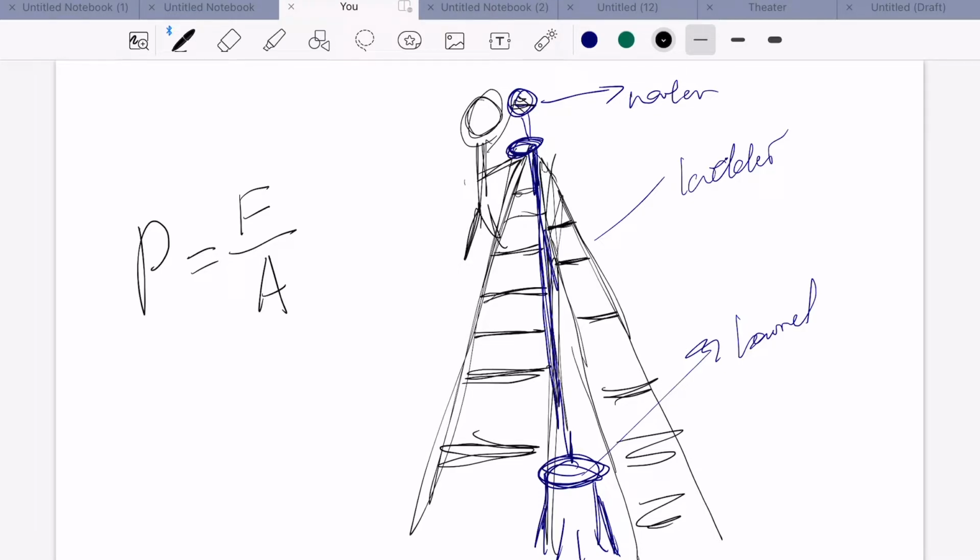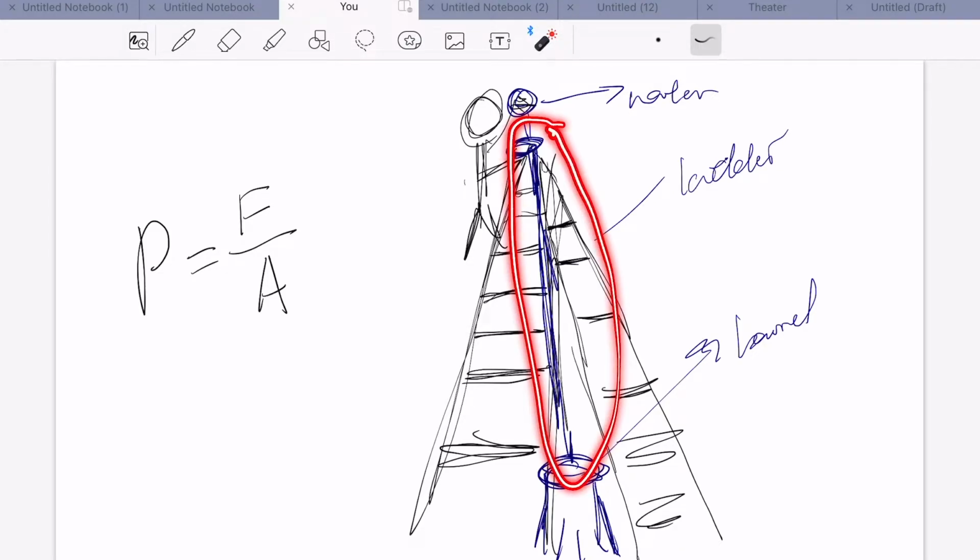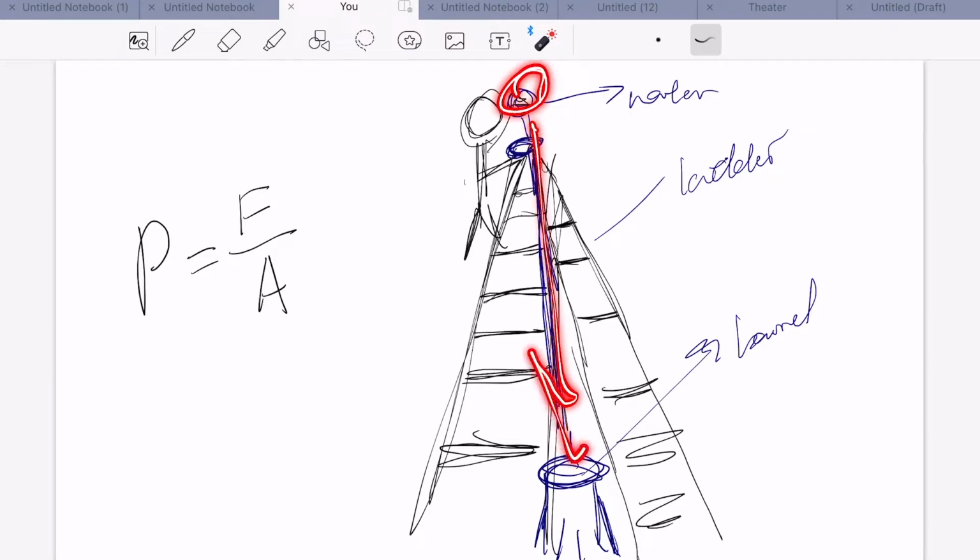He had a barrel full of water. This is my drawing of a barrel. And inserted a long vertical tube into the barrel, in which water was poured into the tube, which increased the water pressure within the barrel, causing the barrel to burst.